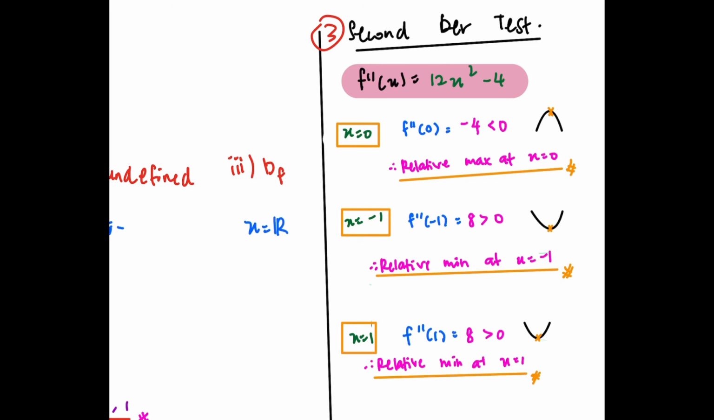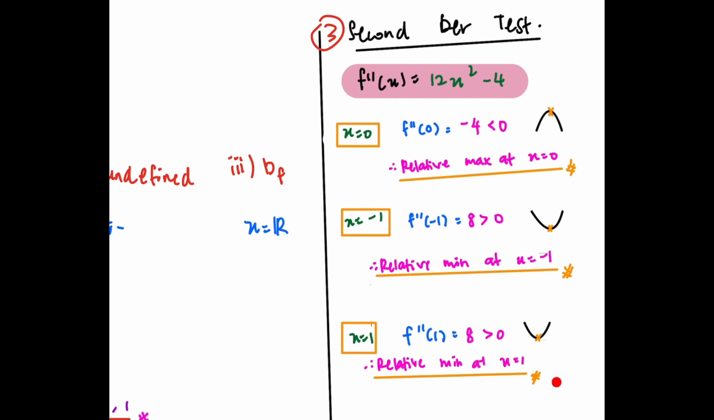And finally, let's test our last point, x equal to 1. So f double prime of 1, let's substitute here. F double prime of 1 is 12 times 1 squared minus 4. So this will again give you the value of 8. This is positive, a smiley graph, concave up. So it is very clear that you have a relative minimum. Therefore, let's conclude you have a relative minimum at x equal to 1.